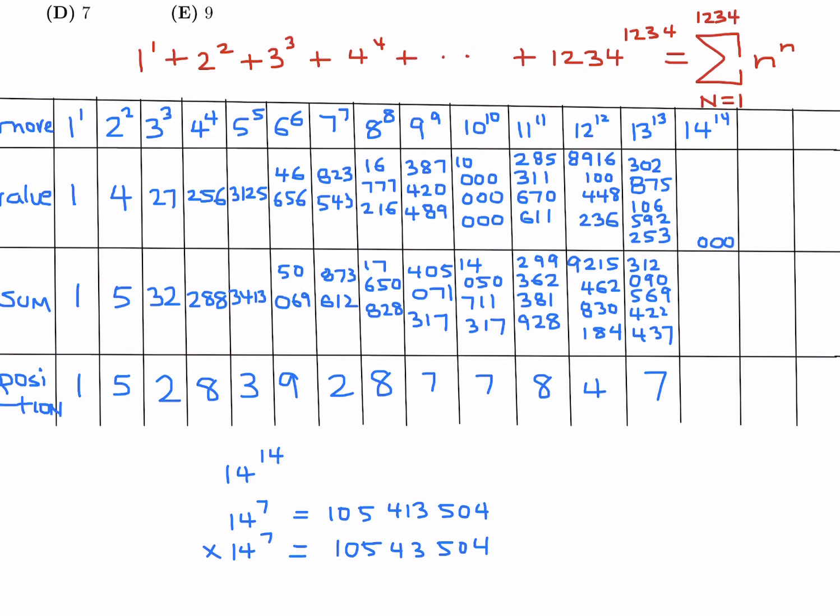So when you add that big long number to this cumulative sum, the sum will end in 437. So I hope you can see that. I'll just write out the full number. And that means the position is 7.